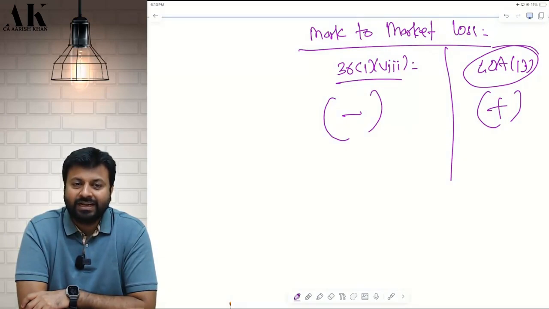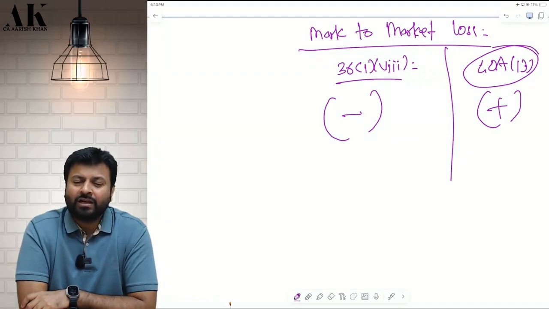Okay. Daily basis. Say I'm buying shares of Reliance Industry. Every day I have to check out the price. If it has increased, I have to recognize the gain. If it has reduced, I have to recognize the loss. I have to mark my investments as per the market. This is known as mark to market loss.